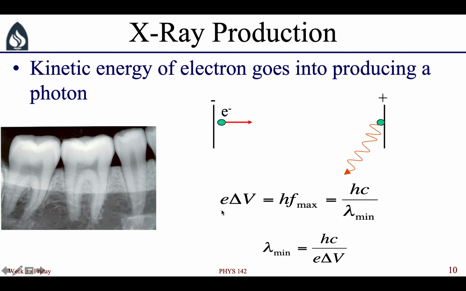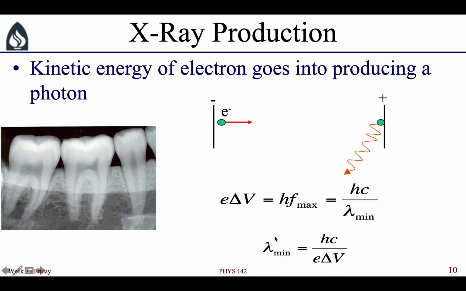If we take the kinetic energy that the electrons get by being accelerated through the potential difference, then that becomes equivalent to the energy of the photon that's produced, which is Planck's constant times the frequency, the maximum frequency of the photon that can be produced. And then that would be equal to hc over lambda. So if we rearrange this equation for the minimum wavelength that can be produced by this process, we'll find that it's equal to hc divided by the kinetic energy that the electron can achieve.